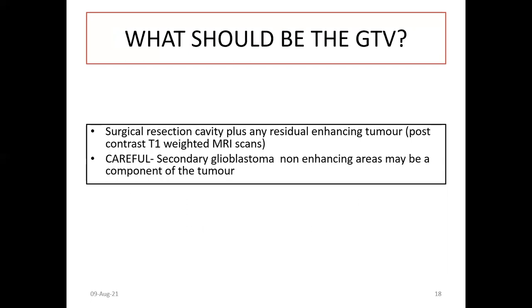GTV should always be the surgical cavity plus the residual enhancing part. Be careful: in secondary glioblastoma, the non-enhancing areas may also be a component of tumor. So if it is a primary glioblastoma, it should be the enhancing component and resection cavity, but in secondary glioblastoma, the non-enhancing area is also very important.